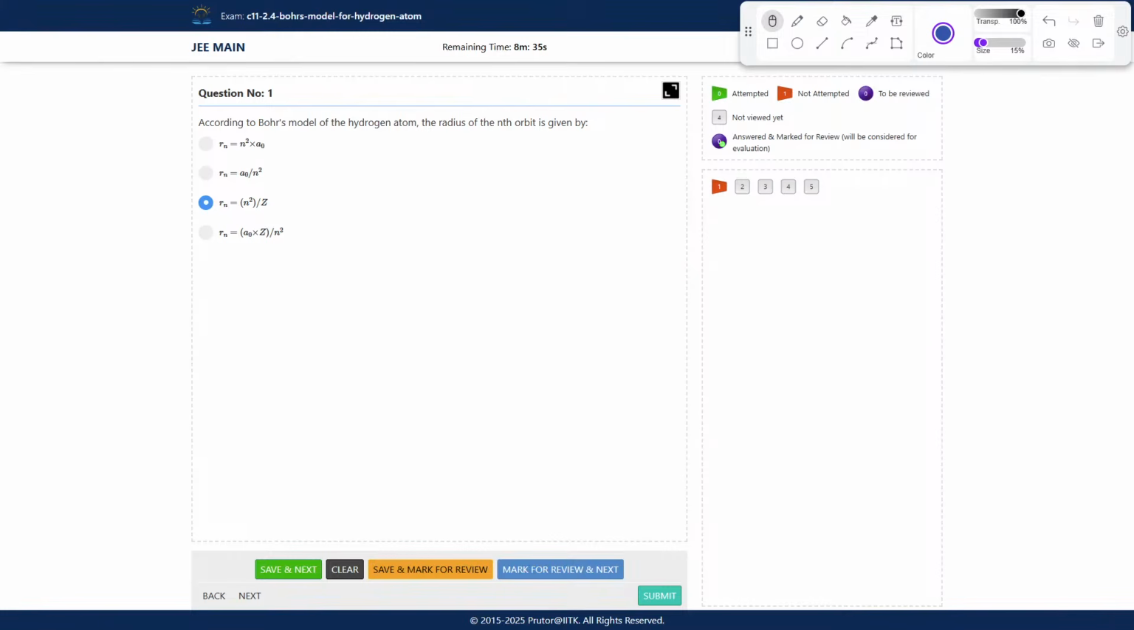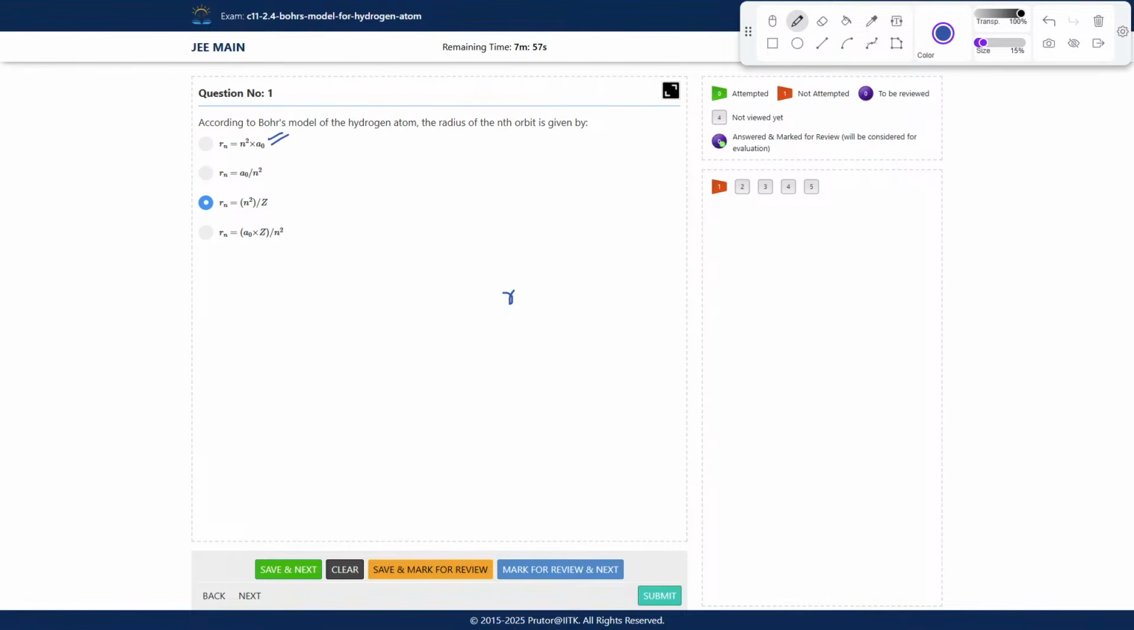So the formula is written in this way. If I talk about the radius, it is R equals n square A naught. So this is the formula. Now there is a term for the atomic number also. So what will be the total formula if you consider the atomic number also for the radius of the nth orbit? So it is R equals n square A naught by Z. Okay. It is n square by Z.